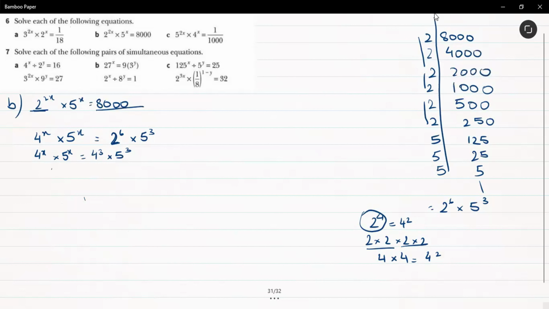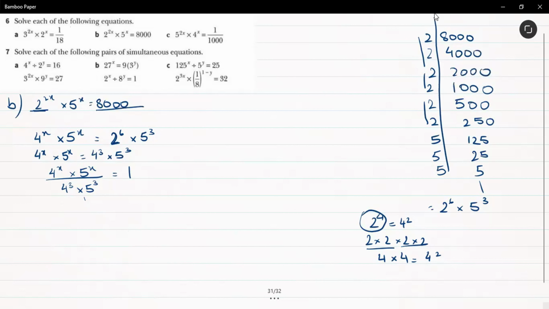Now what we're going to do is 4 raised to the power x multiplied by 5 raised to the power x divided by 4 raised to the power 3 multiplied by 5 raised to the power 3 is equal to what? This is going to be equal to 1. Okay, because we brought it here for division.